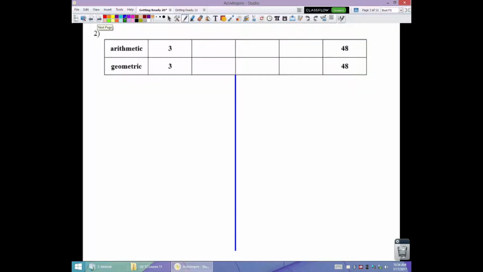Okay. Number 2, for our arithmetic, again, we're adding that same value 1, 2, 3, 4 times. I believe all of these tables have 3 blanks in the middle, so you are always adding or multiplying by your common difference, common ratio 4 times. So 3 plus 4m equals 48. Subtract 3 on both sides. So 4m equals 45. Divide both sides by 4.